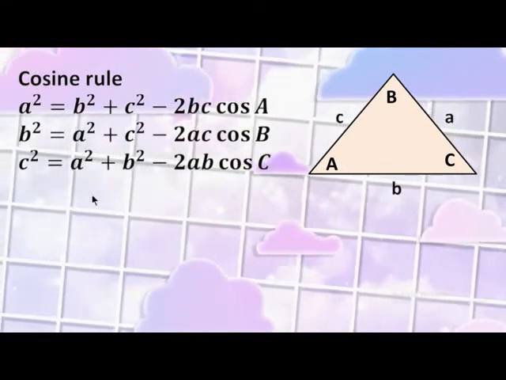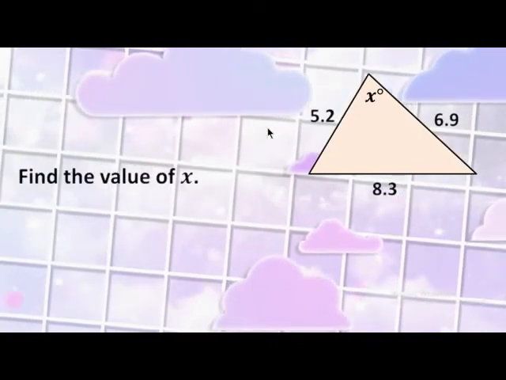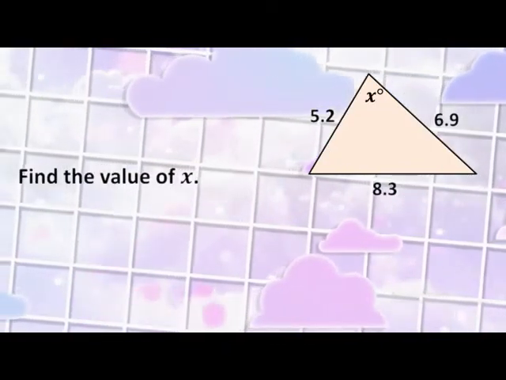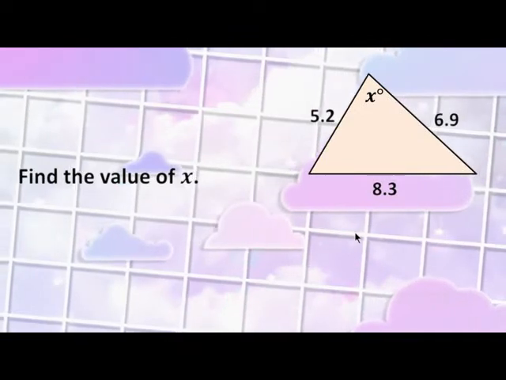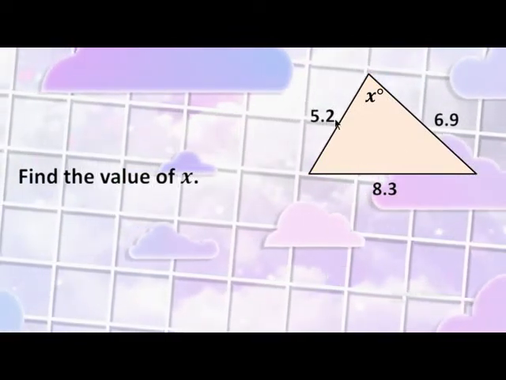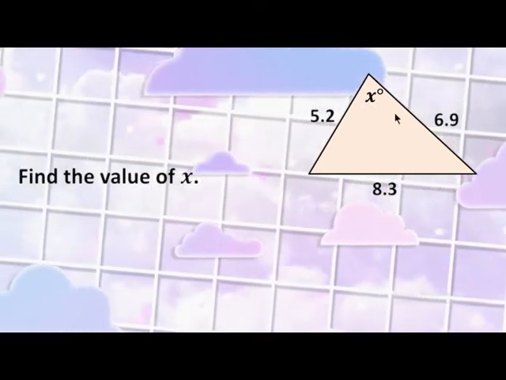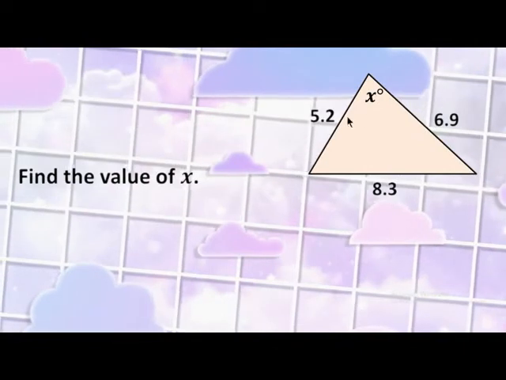There are so many applications of the cosine rule. One of them is to solve this question. This is not a right angle triangle. We know all of the sides, 5.2, 8.3 and 6.9. Now we're going to find the value of one of the angles, x.